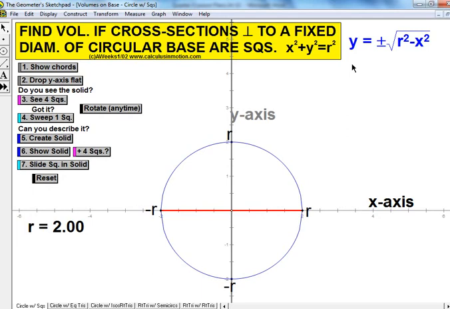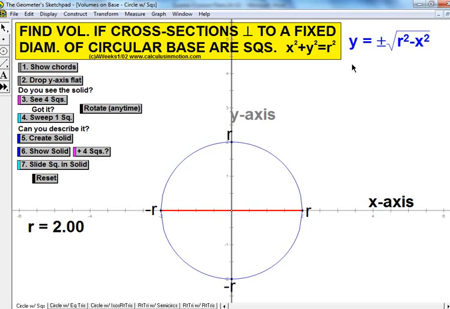So looking at this problem, we have the base that is circular. This is a bird's eye view of this thing. The base is the circle. And then the cross sections, if you could slice onto the board and pull out a slice, it tells us that the cross sections are squares. So if we could slice this and pull out a slice, we would get a square every time.